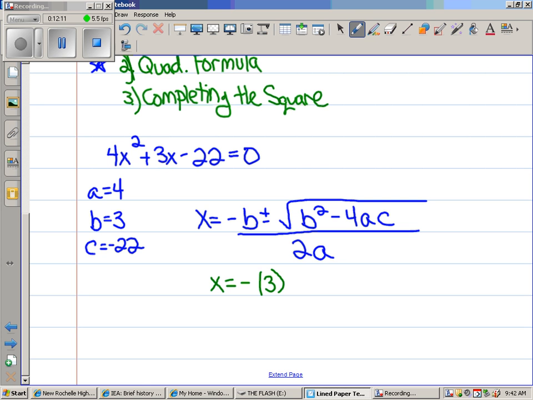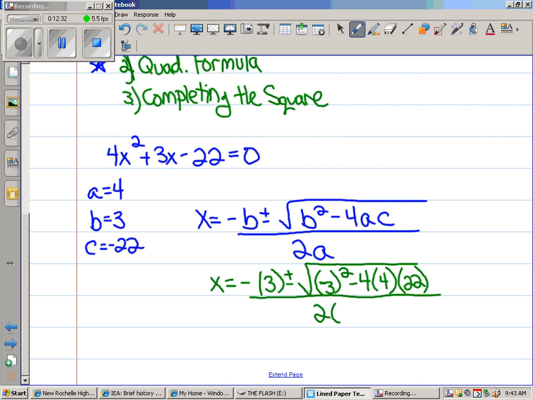negative 3 plus or minus the square root of 3 squared minus 4 times 4 times 22, all over 2 times 4. I got a question. That stuff underneath the radical, that b squared minus 4ac business, who remembers what that's called? Chad?